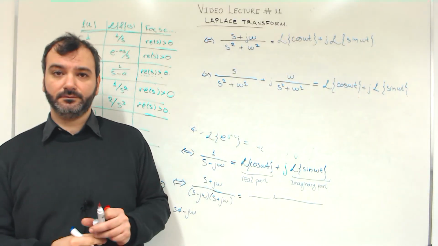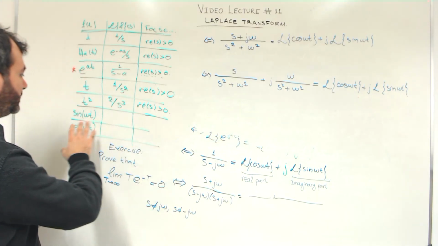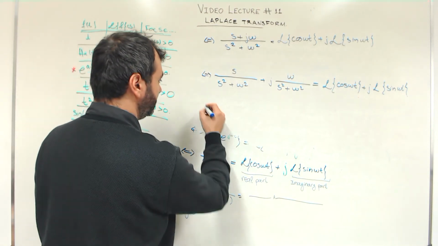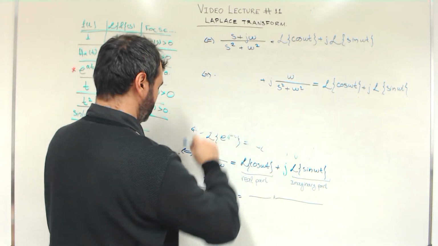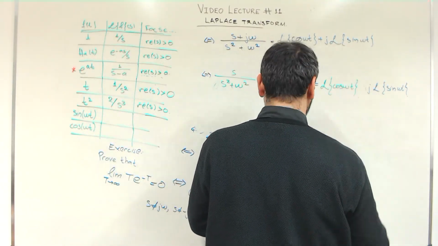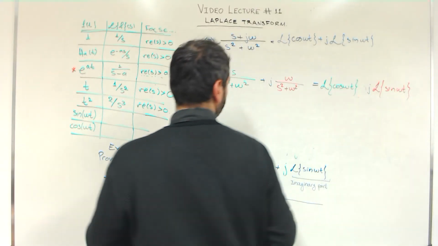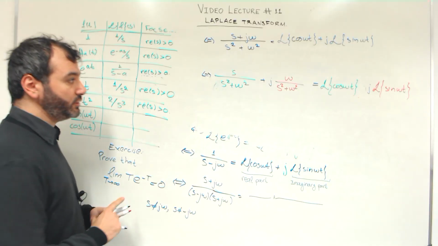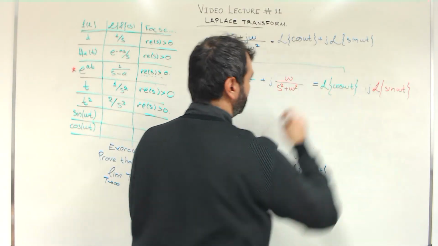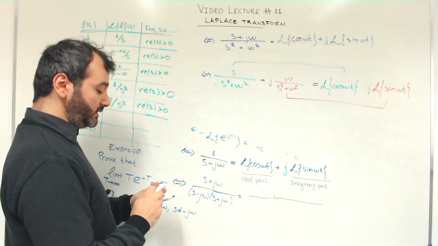Here's the answer. Can you see it? Here we have the answer for both the sine and the cosine of omega t. Let's write it like that. Now it should be clear that this is equal to that, and the red parts are equal to one another. So let's write it down.